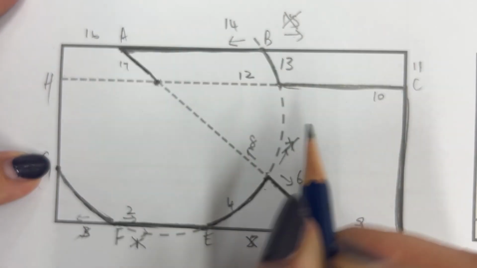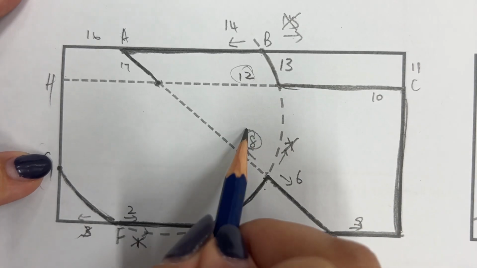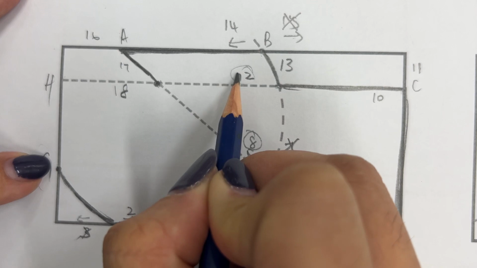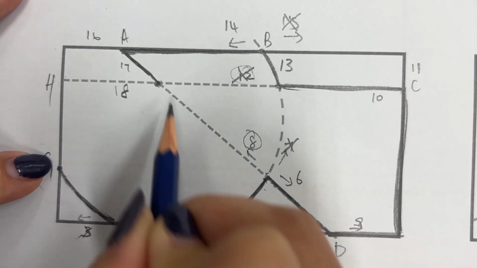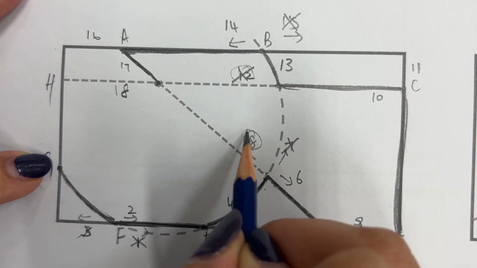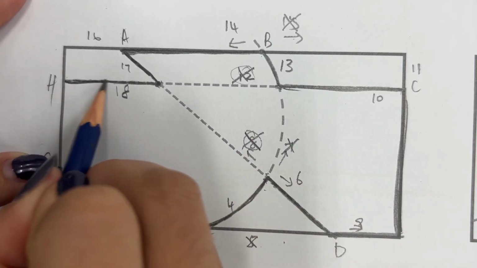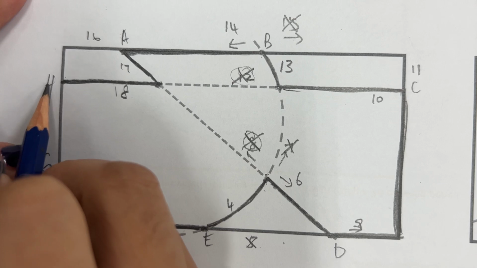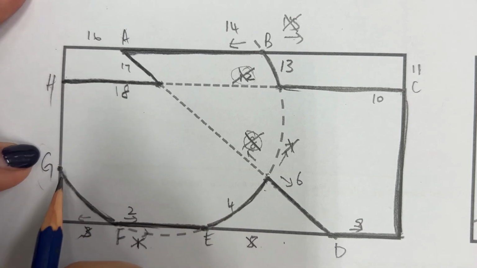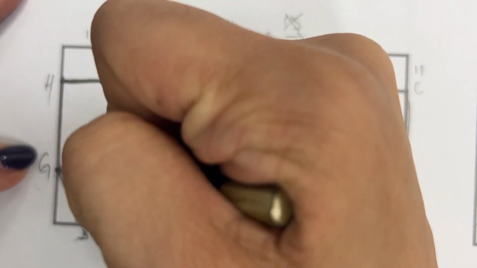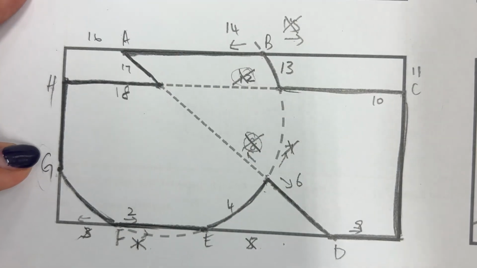And when I'm here, I have path 12, path 8 and path 18. Path 12 brings me back to this point, which is not my starting point, so I reject. Path 8 comes to this point, which is also not my starting point, so I reject. Then I will continue my path over here. Now I reach point H, but my starting point is G. So instead of going up, I will come down and I will form an enclosed area.